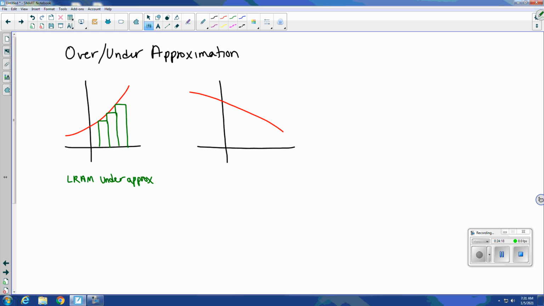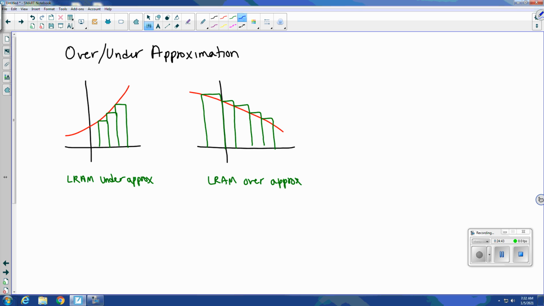But for a decreasing function, LRAM is an over approximation. You can still see, again, the top left corner of our rectangle is intersecting the function. So this is an LRAM representation. So LRAM over approximates when we have a decreasing function.